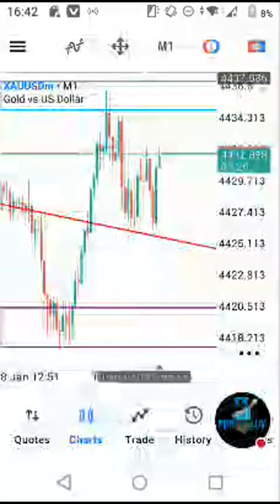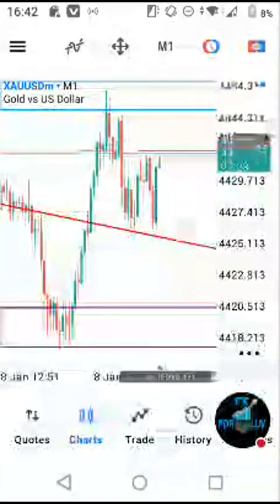Not until price is above the zone and retests the zone, then yes, you can think of it. But if price has not yet done that, man, you're literally gambling. That's what you don't want to be doing.